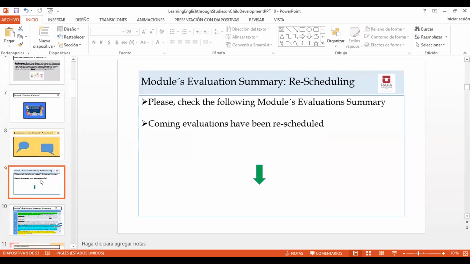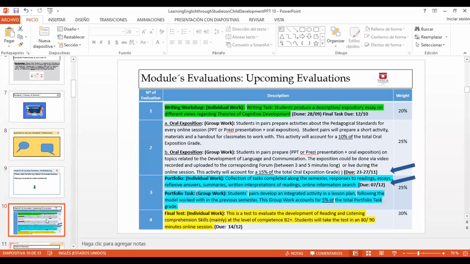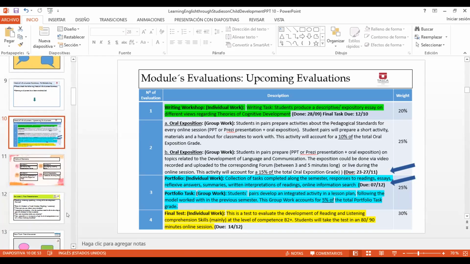Well, according to our conversation, upcoming evaluations have been rescheduled in the following way. Remember the oral exposition, the presentations, and you have until then to do your summaries. Plus the portfolio was pushed a little bit ahead, so you have more time to finish. So you will be okay, I think, in this way.